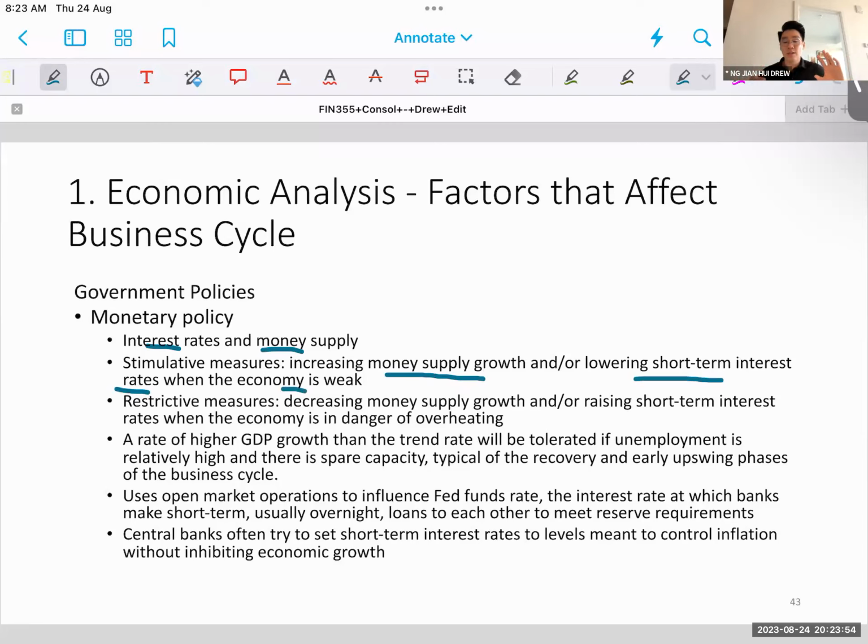So when the economy is weak and you want to stimulate it, you increase the money supply and you lower the interest rate, right? When there's a lower interest rate, there's more money in the economy. Of course, a restrictive policy is where you decrease the money supply growth and you increase the short-term interest rates. So this is what is being done at the moment.